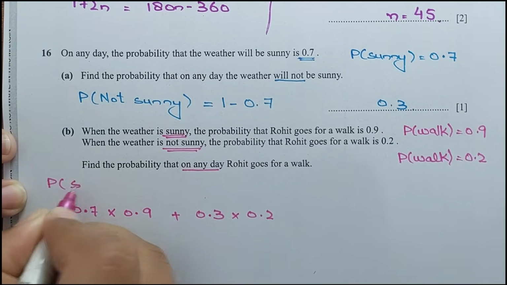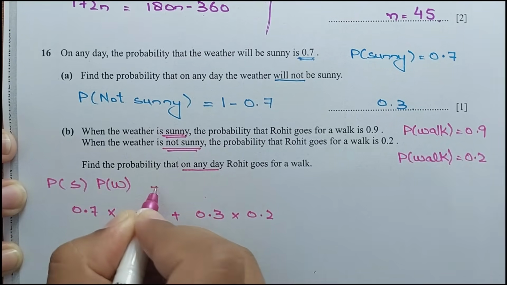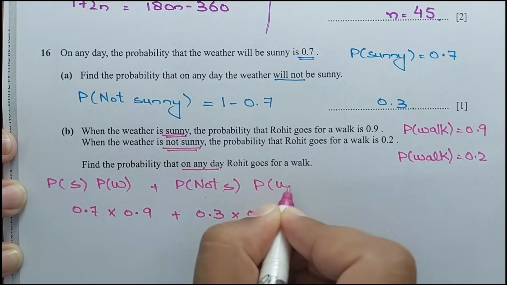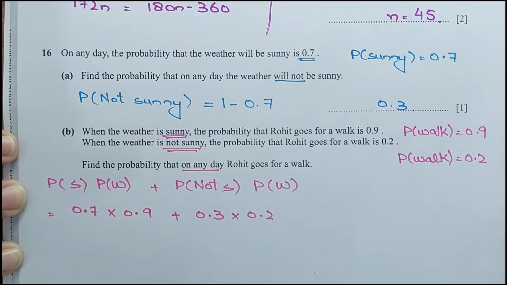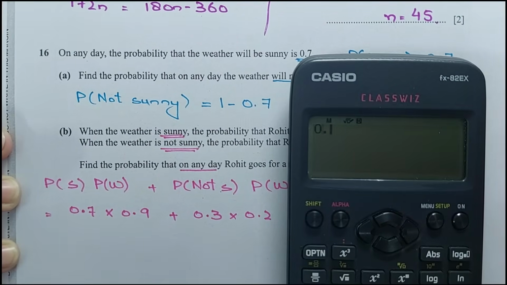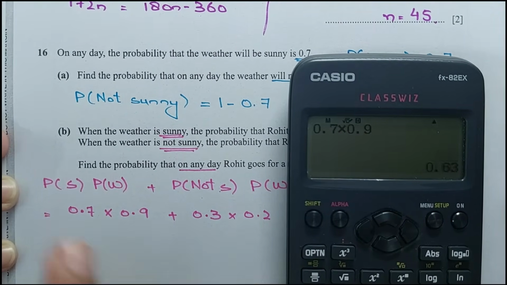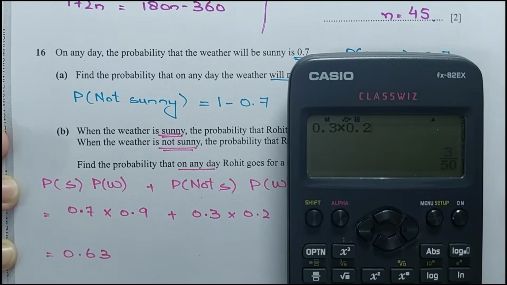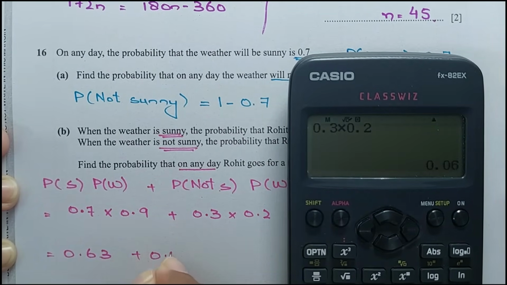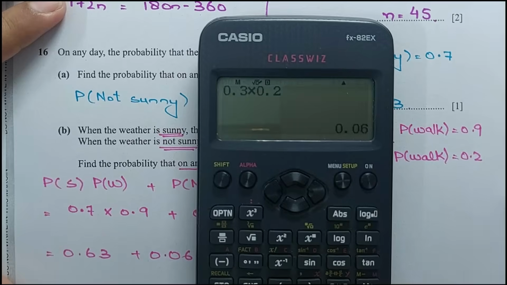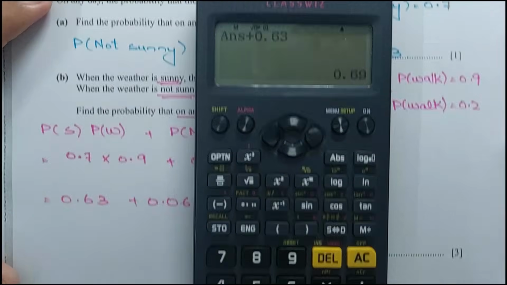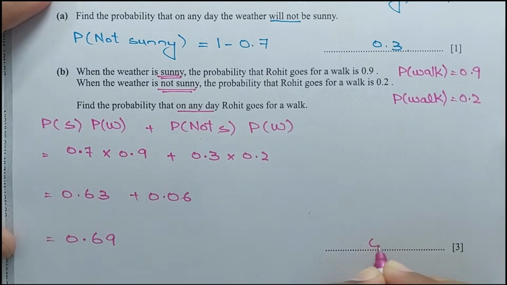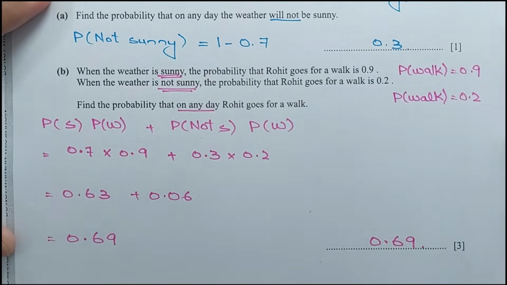So the probability of sunny and the probability of walk, plus the probability of not sunny and the probability he goes for a walk. Okay, now let me simplify this. 0.7 times 0.9, that is 0.63. 0.3 times 0.2, that is 0.06. To 0.06, add 0.63, that is 0.69. That is the probability that he goes for a walk on any day.